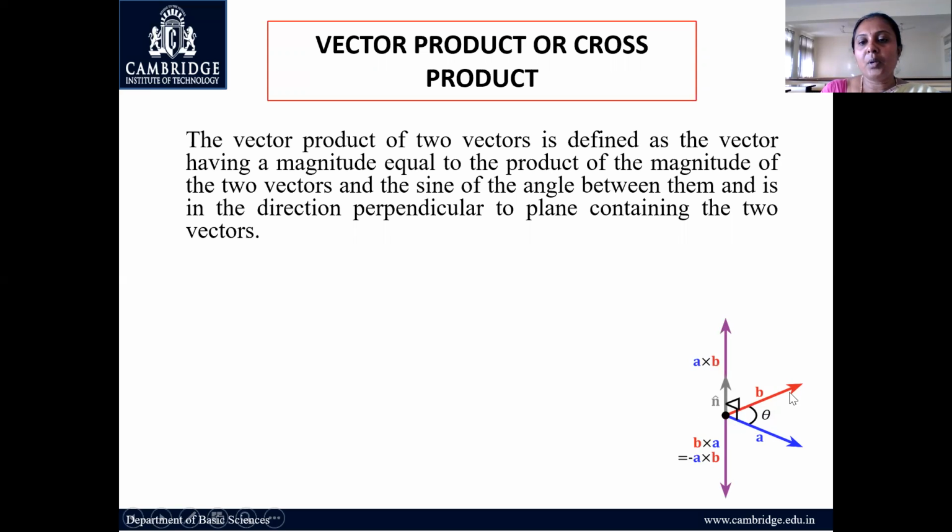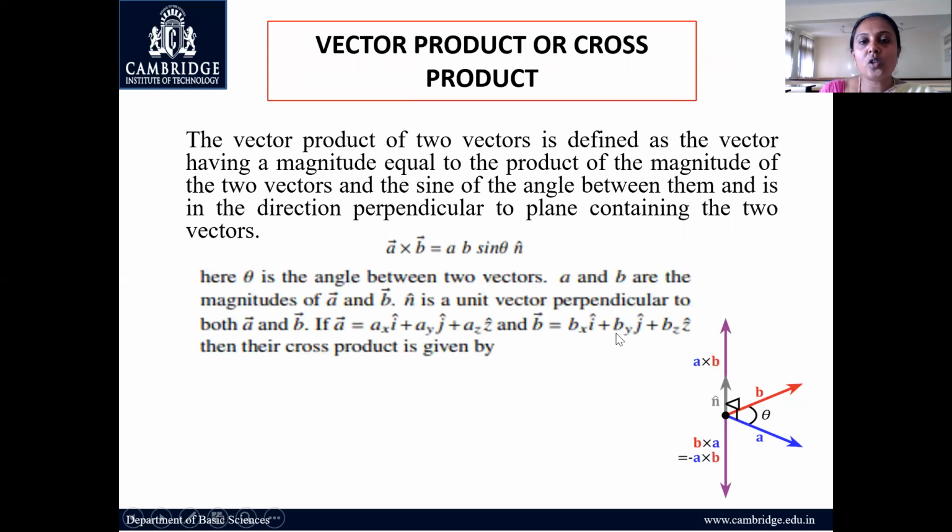So you can see the diagram here. These are the two vectors A and B, and this is the product of these two vectors. The angle between these two is theta. The sine of the angle between these two, that is sine theta, and the vector product of A and B. So we can represent an equation that A cross B will be equal to A dot B sine theta. So this is the cross product or a vector product.